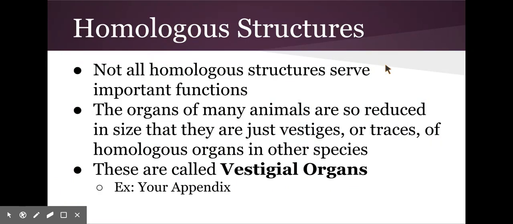So homologous structures serve important functions, but not all of these homologous structures are going to serve an important function. The organs of many animals are reduced in size and are sometimes called vestiges, or traces of homologous organs in other species. This is called a vestigial organ. Your appendix is a vestigial organ. We also, when we're growing as an embryo in utero, have a tail, and that is also a vestigial organ.